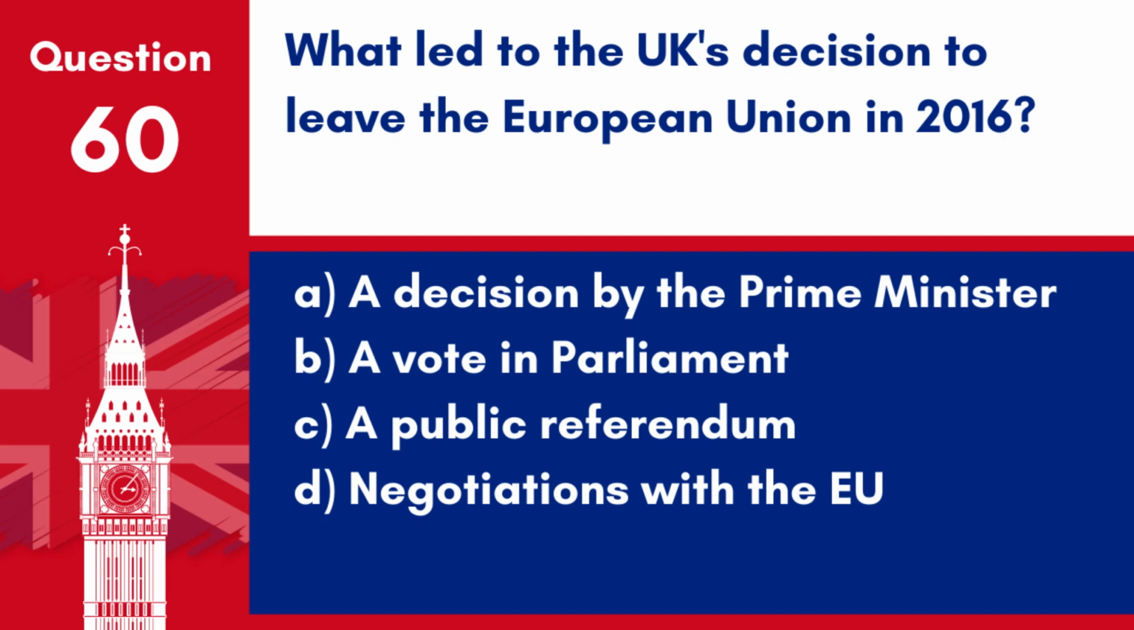A. A decision by the Prime Minister. B. A vote in Parliament. C. A public referendum. D. Negotiations with the EU. Answer: C. A public referendum. The UK's decision to leave the European Union, known as Brexit, was the result of a public referendum held in June 2016.